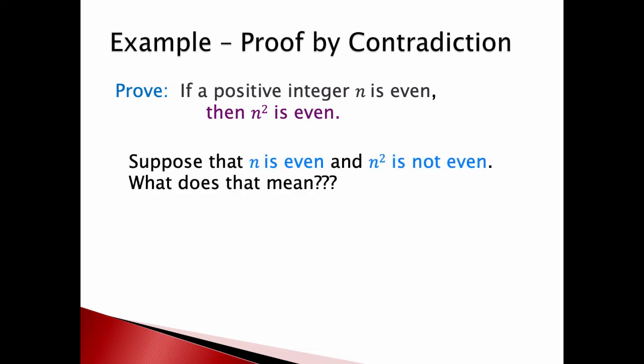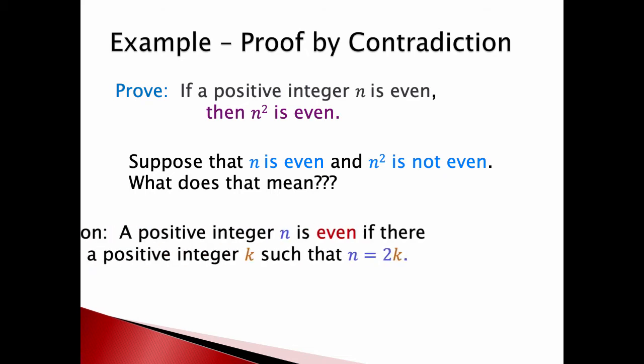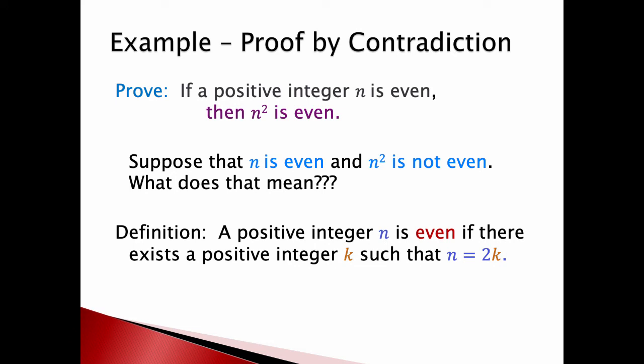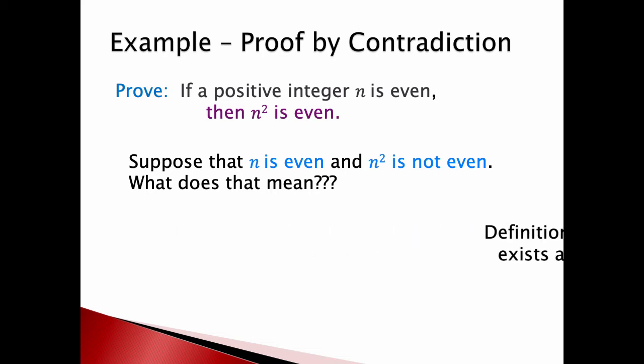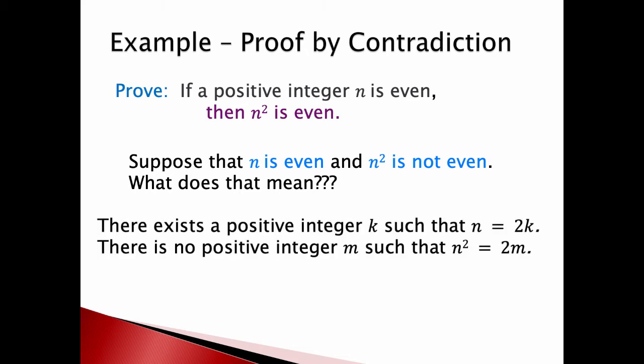So I'm going to assume P and not Q. In other words, assume that n is even and n squared is not even. And again, what does that mean? That means that n is equal to 2k for some k, but n squared is not equal to 2 times some positive integer. So there is a positive integer k so that n is equal to 2k. That's what it means for n to be even.